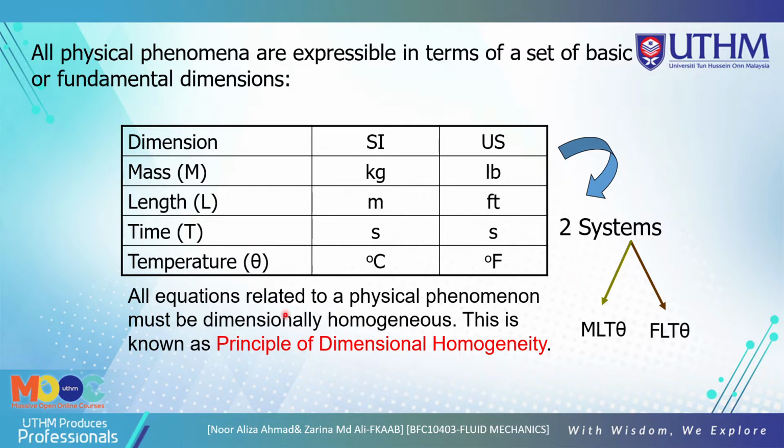All equations related to a physical phenomenon must be dimensionally homogeneous. This is known as the principle of dimensional homogeneity. There are two systems of units: the SI unit, based on mass, length, time and theta, and the US unit. We will learn the SI unit.